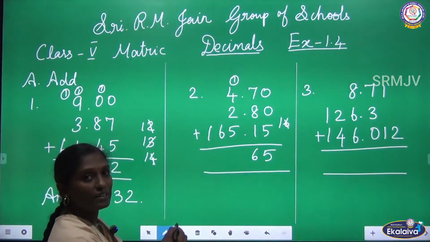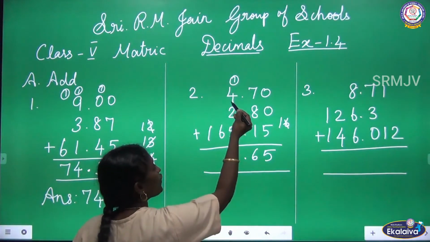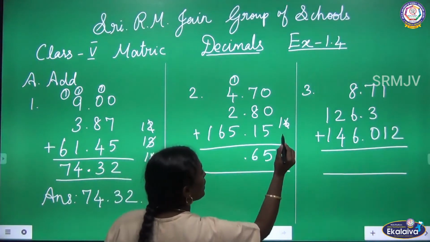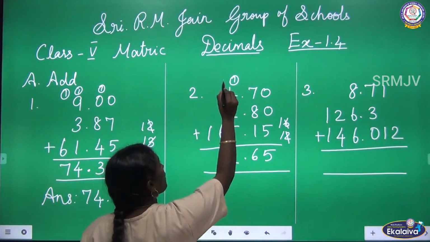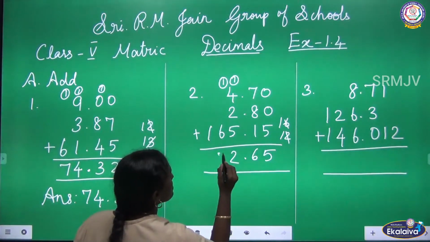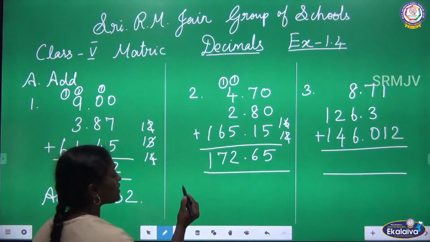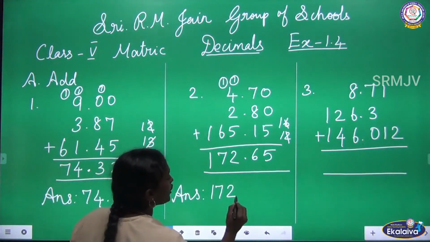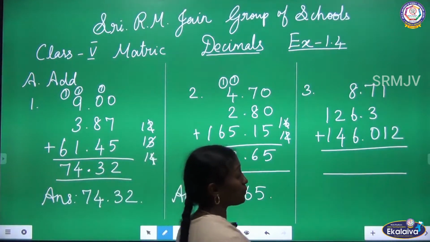Before going to add the whole number part, we have to keep the decimal point. 1 plus 4, 5. 5 plus 2, 7. 7 plus 5, 12. 12 is a 2-digit number. So we write 2 here, 1 carry over to the next place. 1 plus 6, 7. Here 1. So 172.65 is the answer. 172.65.